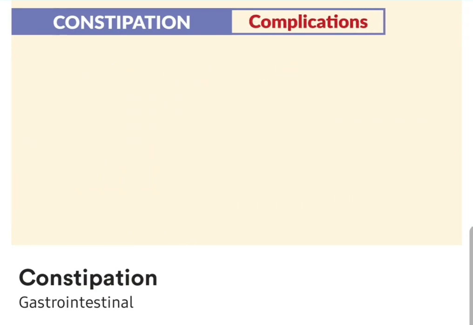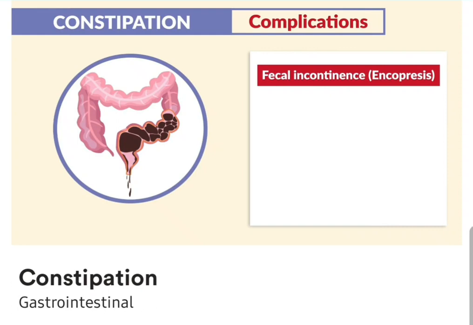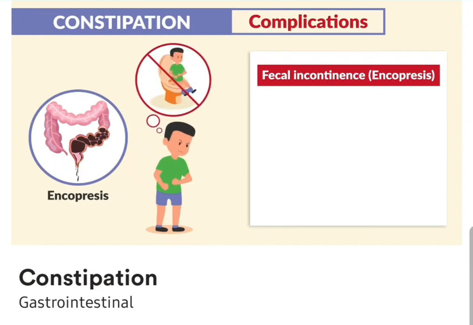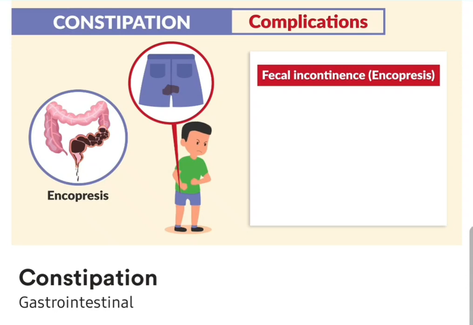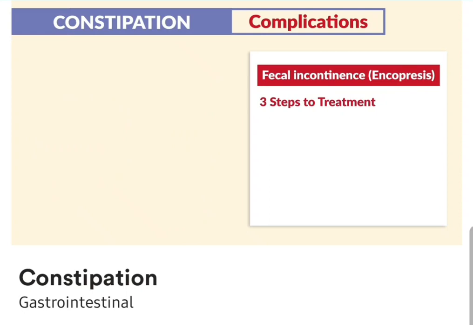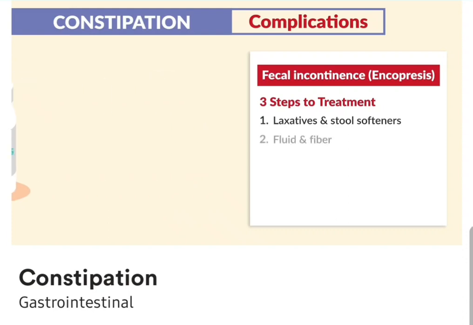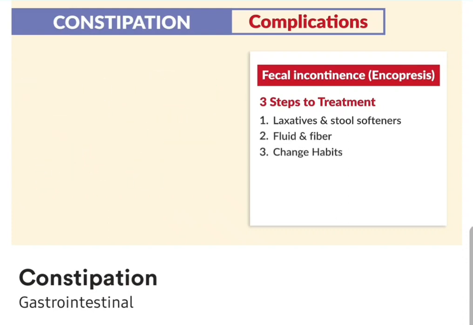Now, in terms of complications, a really interesting one is fecal incontinence, also called encopresis. It's a condition in which a child resists having bowel movements, causing impacted stool collection inside the colon and rectum, which eventually leads to leakage. So 3 steps to treat. Number 1 is laxatives and stool softeners. Number 2 is fluid and fiber. And number 3 is to change the habits.